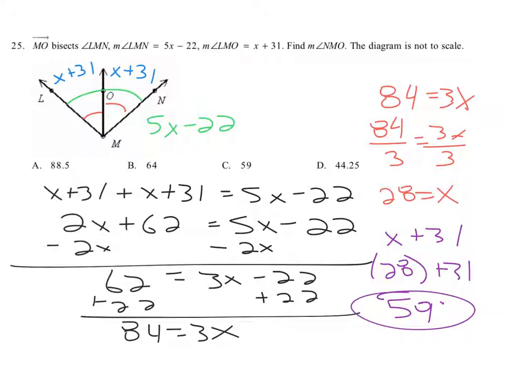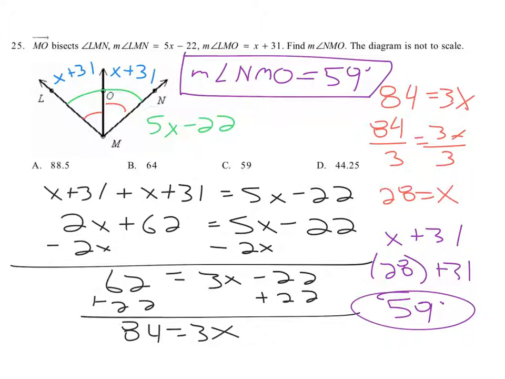So the angle measure of angle NMO is equal to 59 degrees. And here you see that as the choice. Took a little while, but it's pretty straightforward.